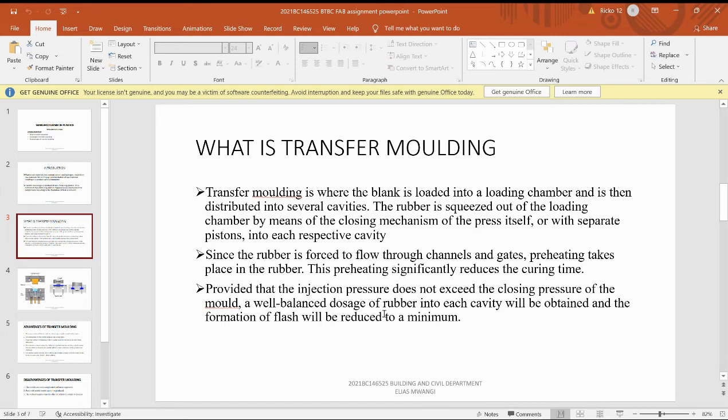The thing you need to understand about this process is that as long as the injection pressure does not exceed the closing pressure of the mold, a well balanced dosage of rubber is loaded into each cavity, which reduces the formation of flash.